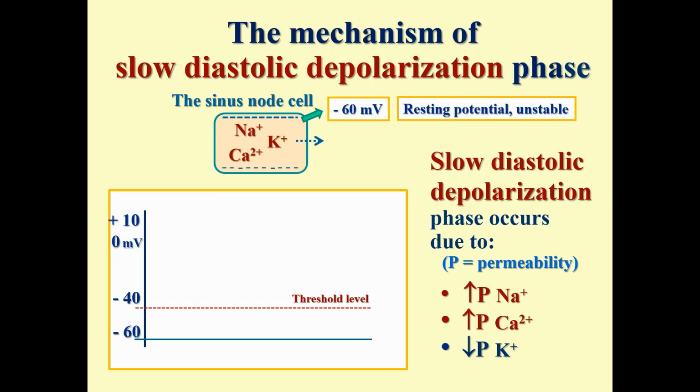And as a result, even though the permeability for each ion individually changes not much, together all three positive ions gradually accumulate in the cell, and by their positive charges they progressively decrease the negative charge on the inner side of the membrane, which means that from minus 60, the potential gradually moves to less and less negative, which is depolarization, until reaching minus 40. And at this moment, it results in the opening of many channels for sodium and calcium. So this is the slow diastolic depolarization phase.